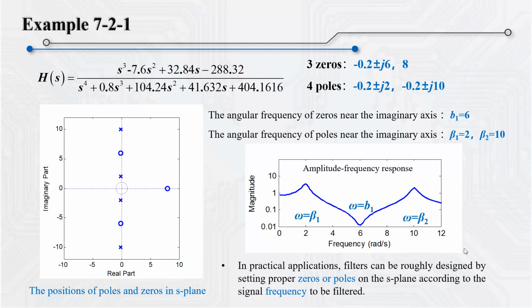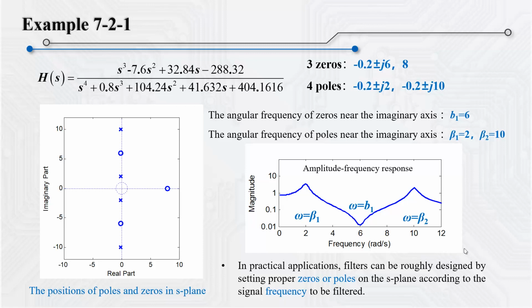We can demonstrate the results above further with the following examples. This is a system function with 3 zeros and 4 poles. The distribution of its zeros and poles in the plane S is shown in the figure. We can see that its 4 poles and 2 of its zeros are close to the imaginary axis. They're located at the frequencies of omega equals 2, omega equals 6, and omega equals 10, respectively. The other zero is real and rather far from the imaginary axis.